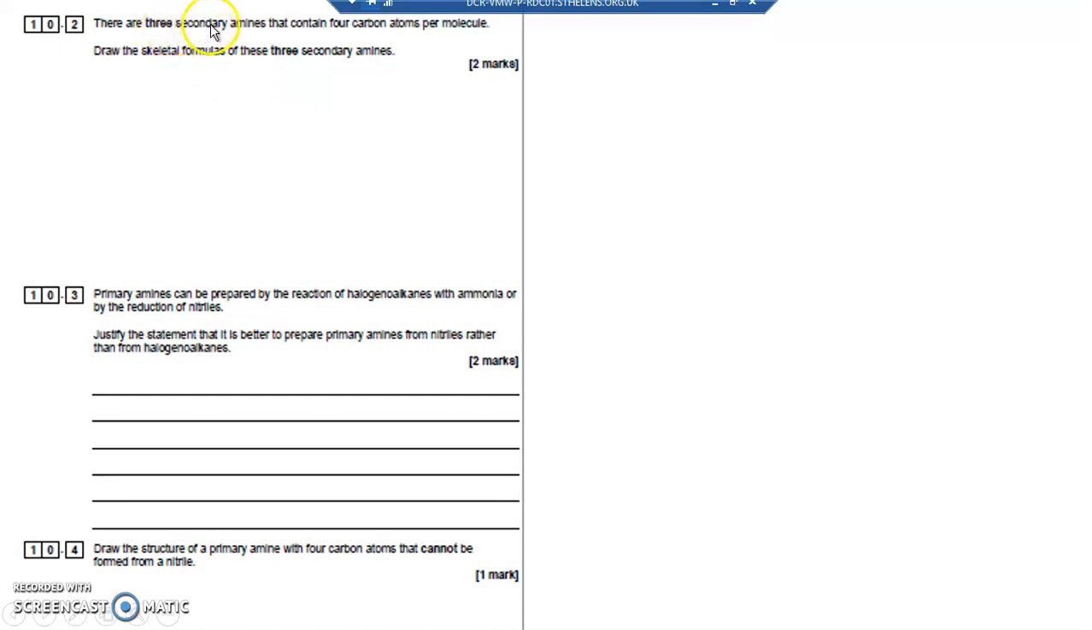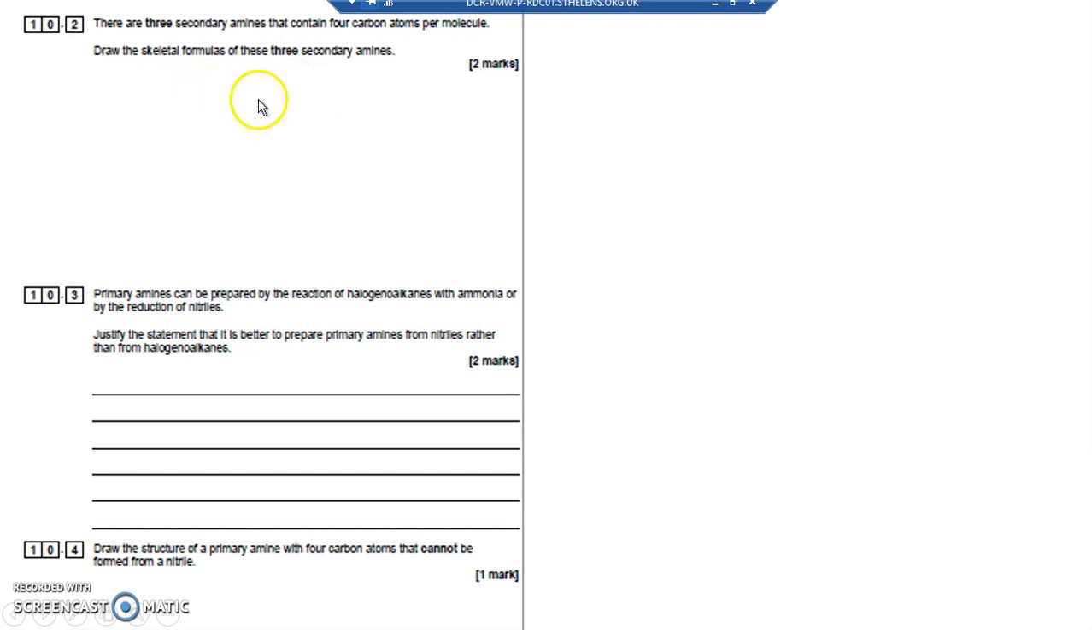There are 3 secondary amines that contain 4 carbon atoms per molecule. Draw the formulas. We're going to do skeletal formulas of the 3 secondary amines. It's sometimes easier to do the displayed formula first and then do the skeletal formula afterwards, but it's up to you. A secondary amine means that the nitrogen is bonded to 2 carbons.